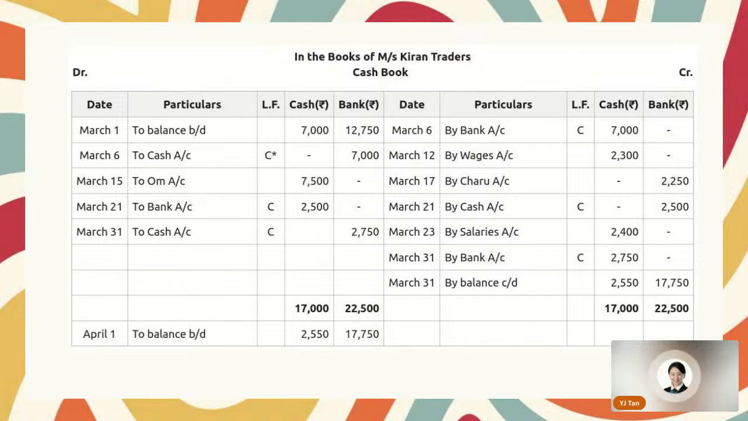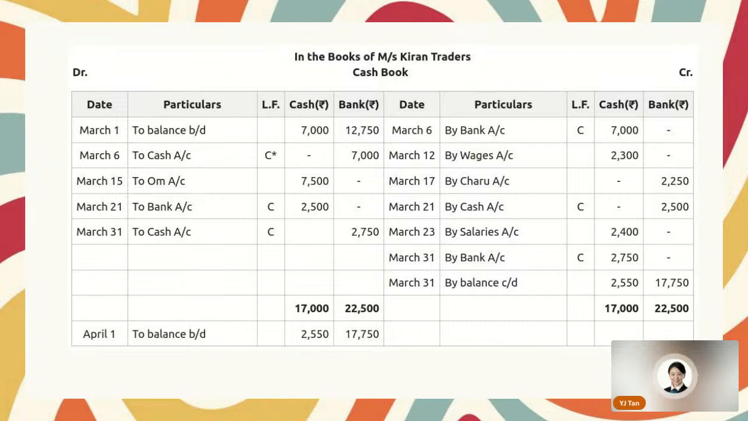Okay, what it means? It means I deposit my money into the bank. But this cash belongs to Kiran Traders, and then the bank account also, of course, belongs to Kiran Traders. All right, so there is a debit and credit happening at the same time on 6th of March. All right, and have a look at 12th of March.